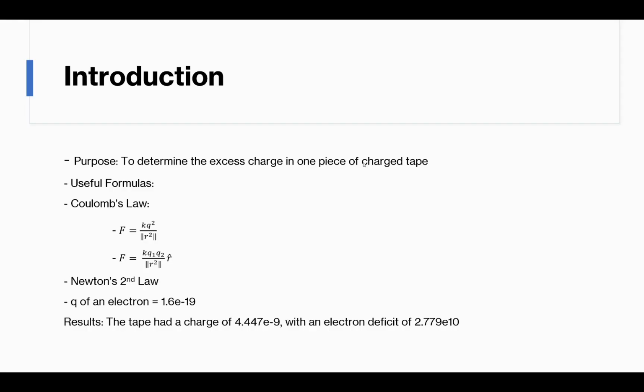Lab 1. The purpose of this lab was to determine the excess charge in one piece of charged tape. The useful formulas are the two versions of Coulomb's law we use, Newton's second law, and the charge on an electron, which is the negative inverse of this. The results were that the tape had a charge of 4.447 e to the negative 9 coulombs with an electron deficit of 2.779 e to the 10th.